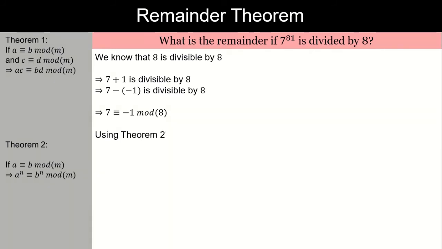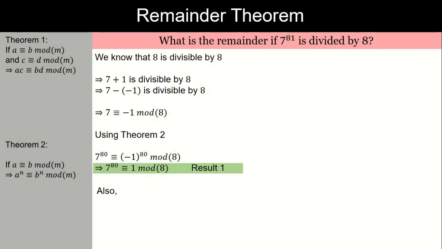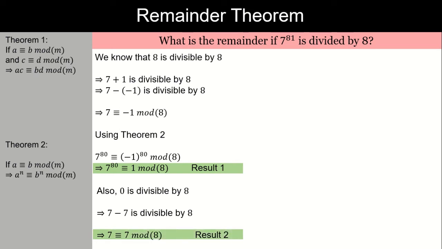Using second theorem, we get 7 raised to the 80 congruent to minus 1 raised to the 80 modulo 8, which means 7 raised to the 80 congruent to 1 modulo 8. Let us mark this equation as result 1. Furthermore, 0 is divisible by 8. That implies 7 minus 7 is divisible by 8. In congruency modulo notation, we can write 7 congruent to 7 modulo 8. Let us mark this equation as result 2.